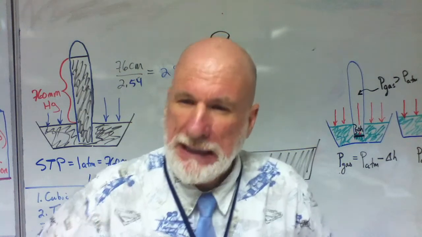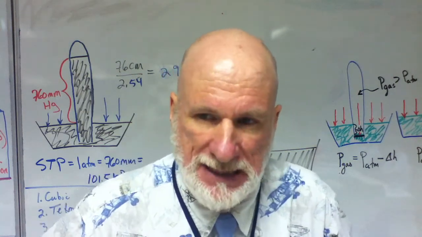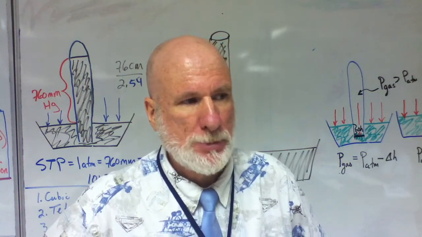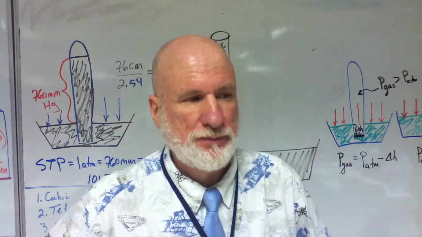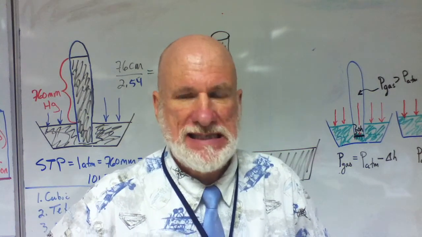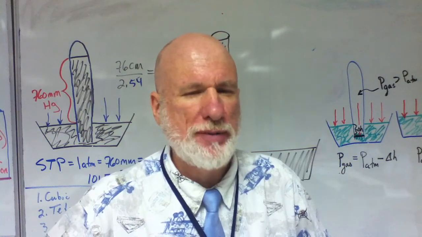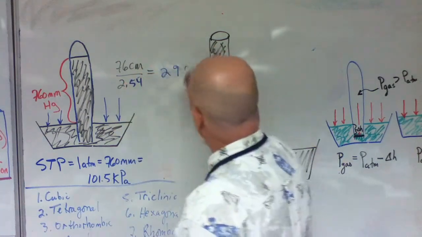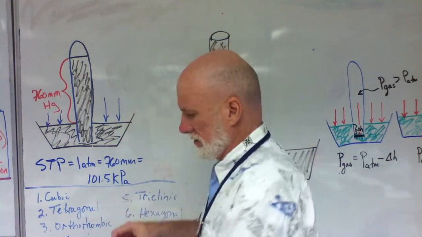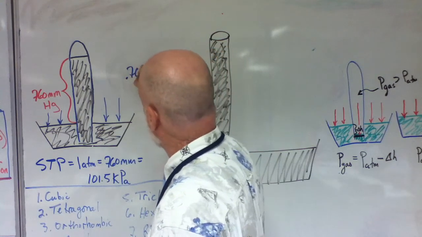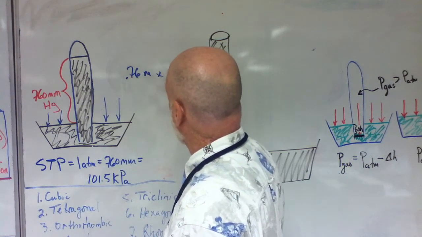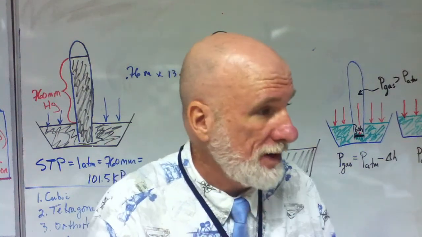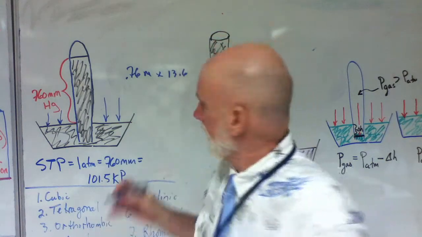So what is 76 centimeters times 13.6? No, let's just do it in meters. 0.76. I'm going to erase this. What is 0.76 meters times 13.6? It is 10.336. 10.3?